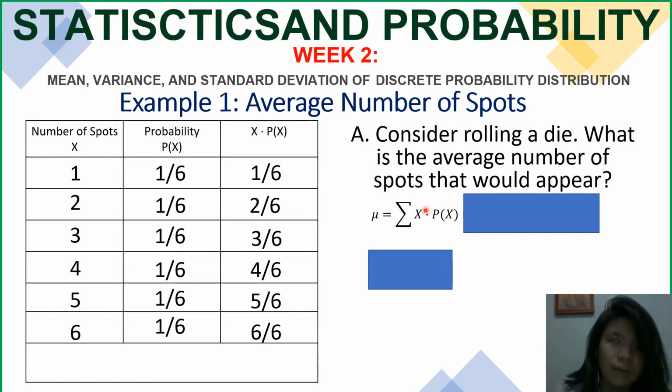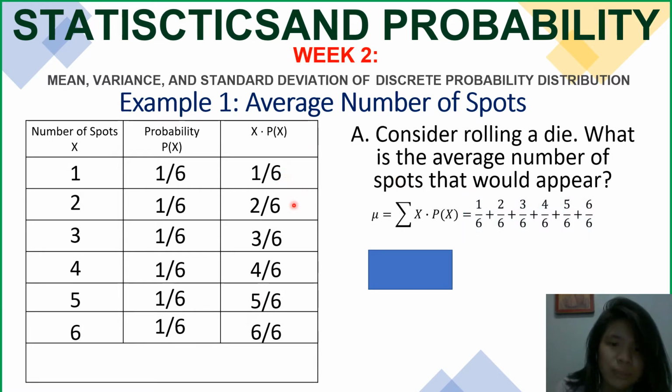The last thing we're going to do is to get its summation. Get the summation of all of this, the product of x and p of x. So, just add 1 over 6 plus 2 over 6, 3 over 6 plus 4 over 6 plus 5 over 6 plus 6 over 6. So, this is the summation of the product of the number of spots and its probability. Adding all of this, we will get 21 over 6.